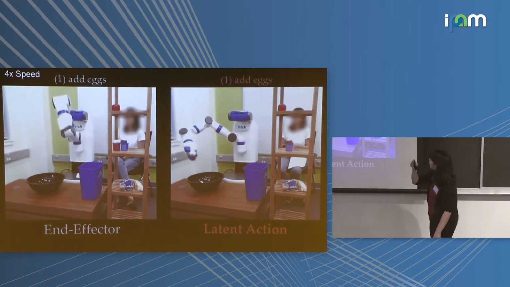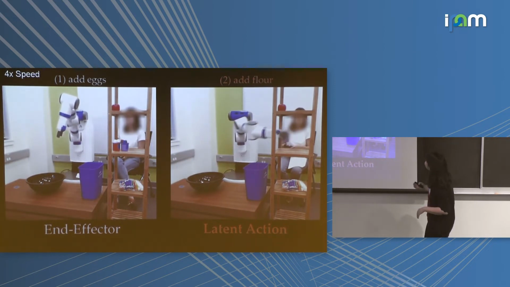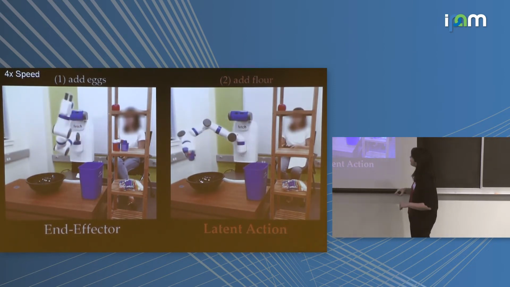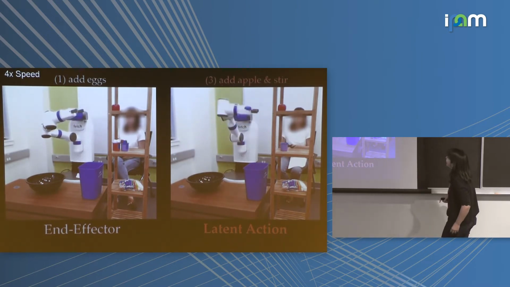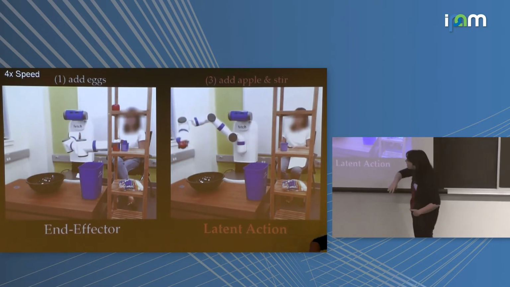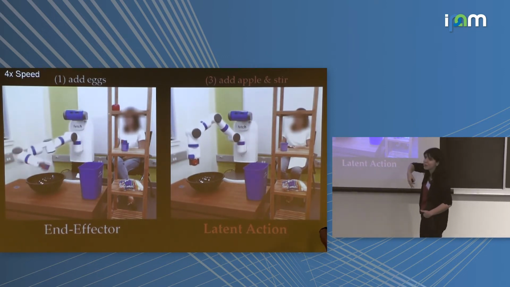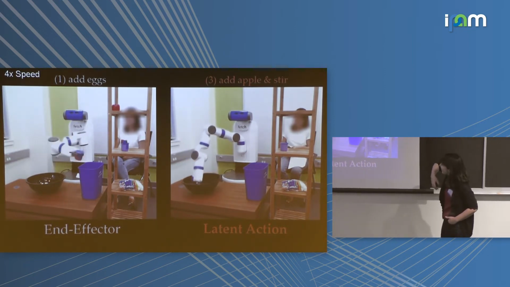So you move the eggs. Those were the eggs. You move the flour, I guess. We did try with real flour for a different experiment in the lab. It was not a good idea. And then you bring in the apple. And then we had a stirring step at the end, which no one knew how to do, so we have the weirdest stirring behavior here.